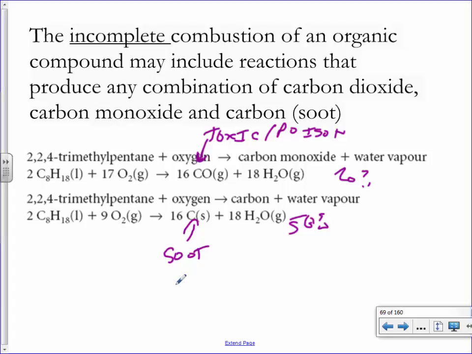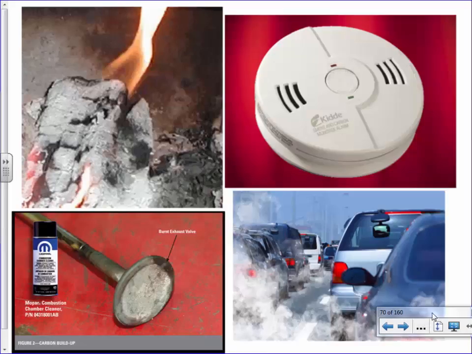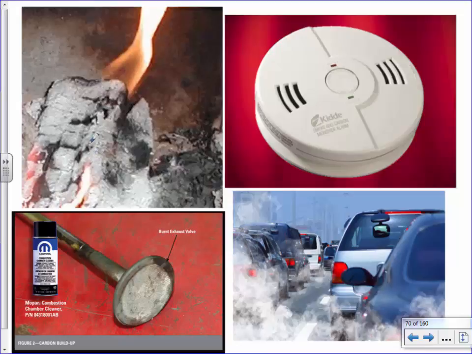So combustion is not just producing carbon dioxide. It actually produces monoxide, dioxide, and soot, carbon by itself. So I threw in just a slide here of some common places where this might matter. Here's a picture of a wood-burning fireplace. You can see the ashes that are left over. That's the carbon that's left, the pure carbon by itself.